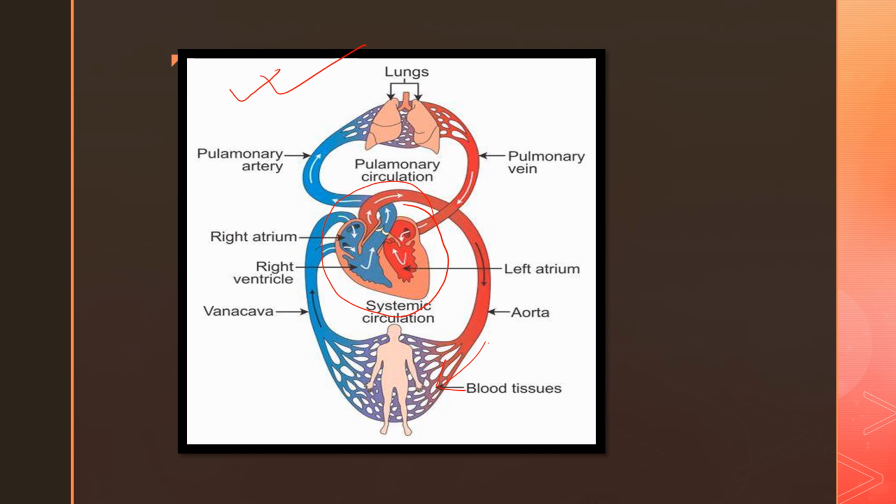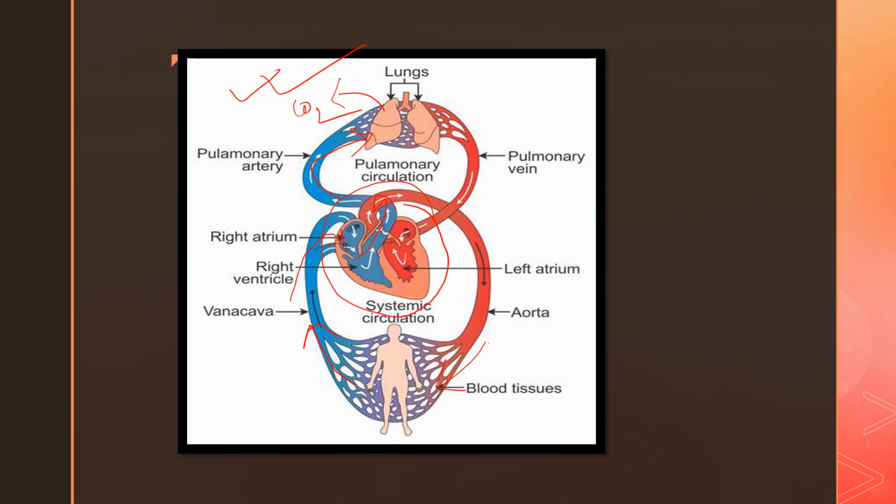Now again, after being supplied to the body, from the lower part of the body, through the inferior vena cava, the deoxygenated blood is reaching the right auricle, and from the upper part also, like that only, from the superior vena cava, the deoxygenated blood is reaching the heart. Now this deoxygenated blood, through the pulmonary artery, is being carried to the lungs. Okay, and through this, carbon dioxide is being exhaled out of our body.